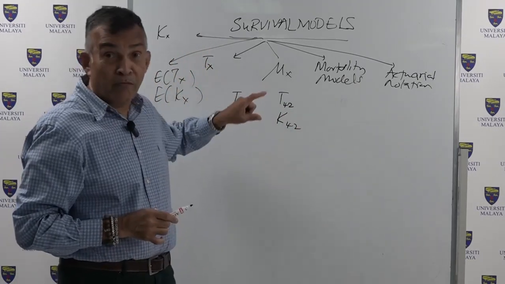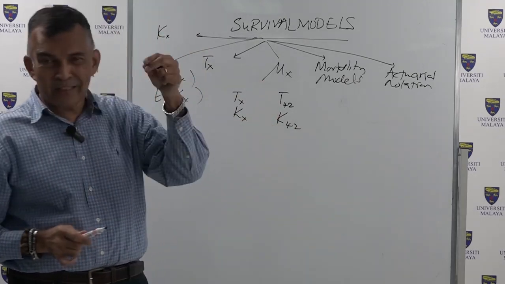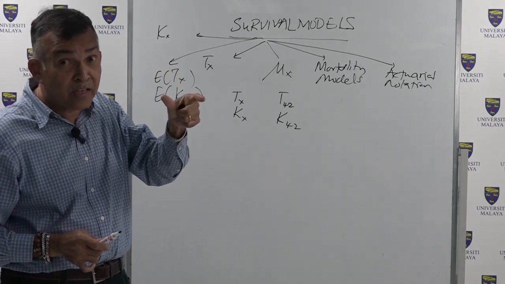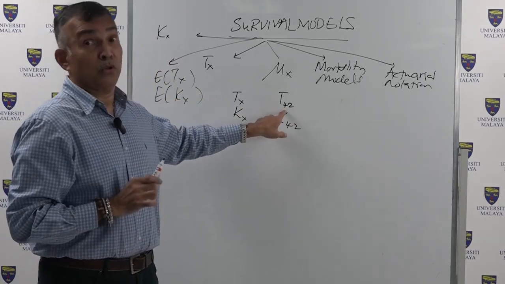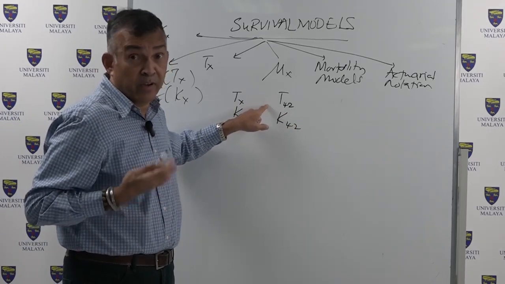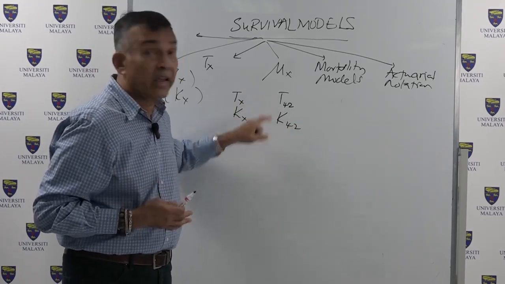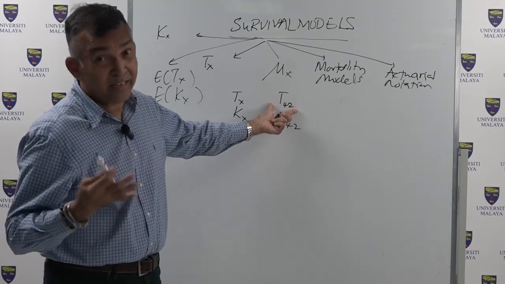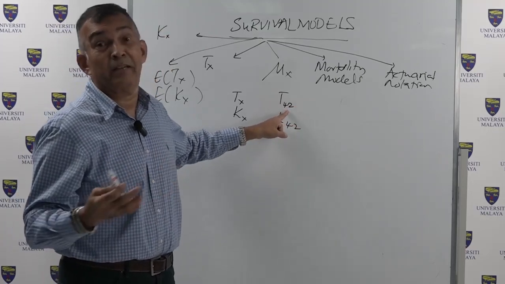Before anything, what is T? T is the complete future lifetime of somebody aged x, but now it's age 42. It's a random variable, of course. You don't know when that person is going to die. It's the complete future lifetime of somebody aged x, and here I'm letting x be 42.